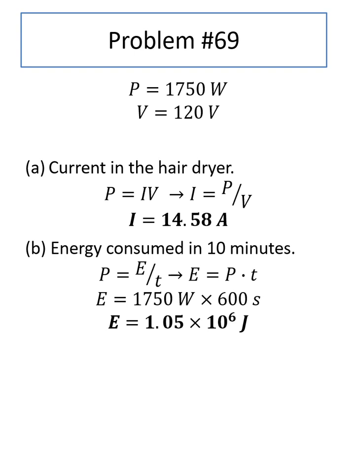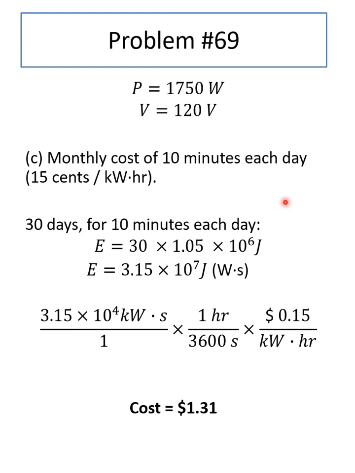We're going to need that answer for part C, because part C says, what if we do this for 10 minutes for an entire month? How much is it going to cost? So in part C, at 15 cents per kilowatt hour, let's first figure out how much energy that's going to be. Let's assume in the month 30 days.